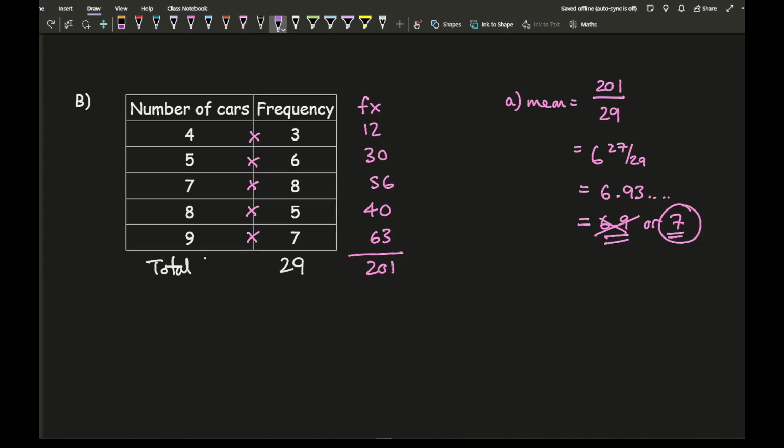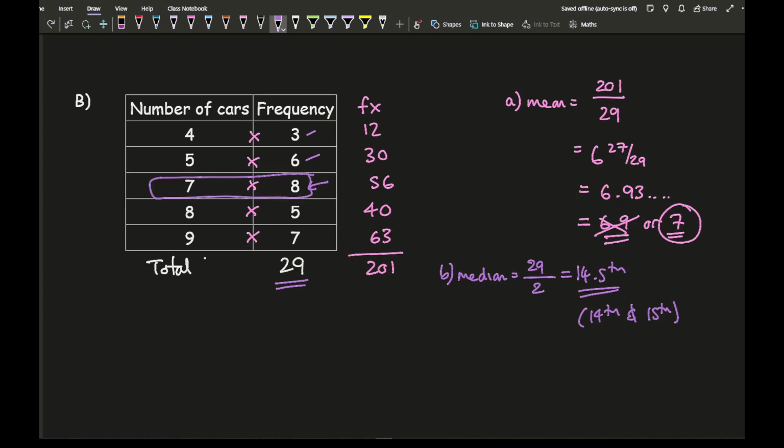Then for the median, in our total set of numbers, we've got 29. So if I do 29 divided by 2, that's going to give me an answer of 14.5. So I'm looking for the 14.5th number, which is basically the 14th number and the 15th number. So what I want to do is work out which column that's going to be. So I've got 3, 9, and then here we're going to have 17. So then our median is going to be in this middle column here. So my median value is going to equal 7.